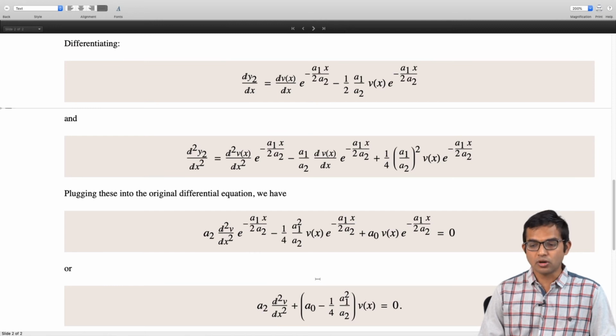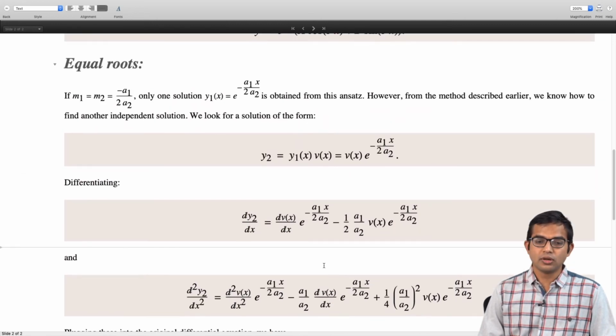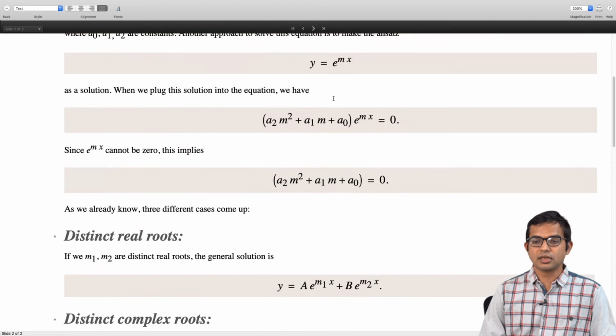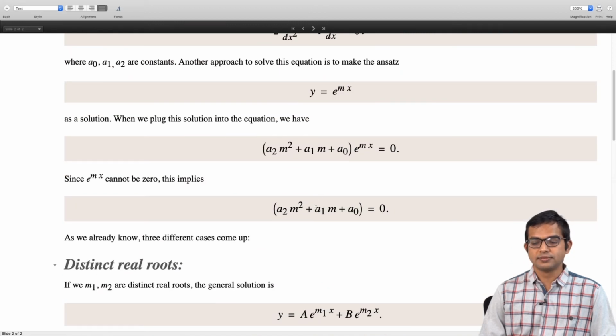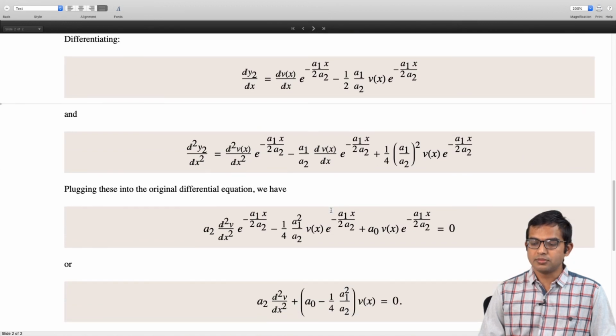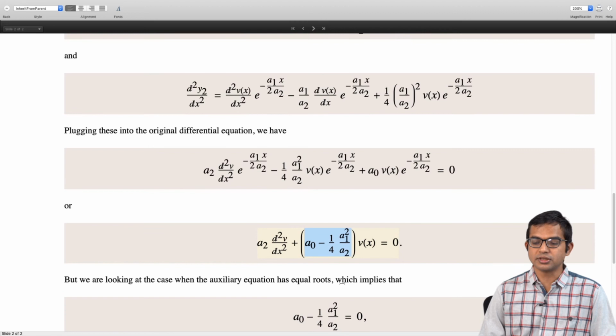Now some thought reveals that, because we are looking at equal roots, there is a constraint imposed by this fact: the discriminant of this quadratic equation must be 0. And what is the discriminant of this quadratic equation? It is b squared minus 4ac, so it's a1 squared minus 4a2 a0, which must be equal to 0, right? Which immediately implies that the coefficient which tags along with v vanishes.